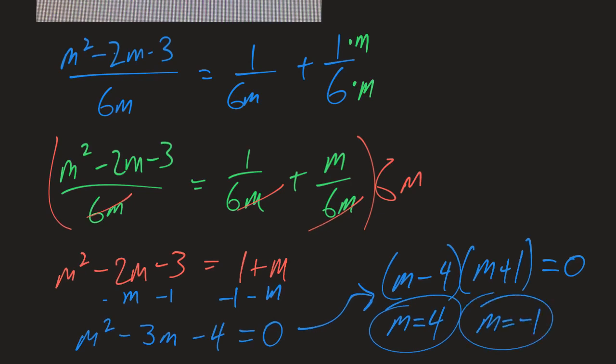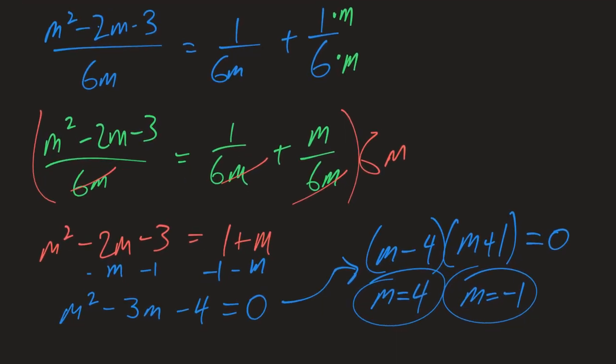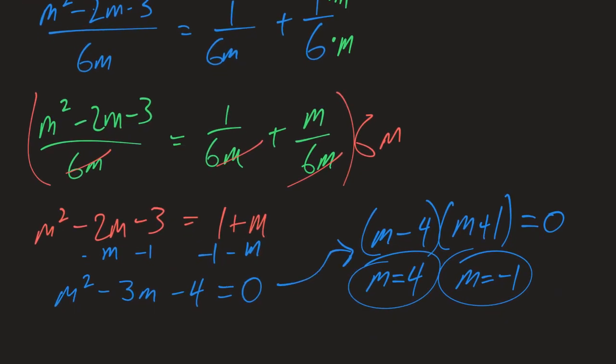Let's make sure we double check both of our answers to make sure they're not on the naughty list. Right, come up here. Oh yeah, my excluded value was 0. And 4 and -1 are definitely not 0. So these both seem fine. Okay, so I got two different answers, m equals 4 and m equals -1.